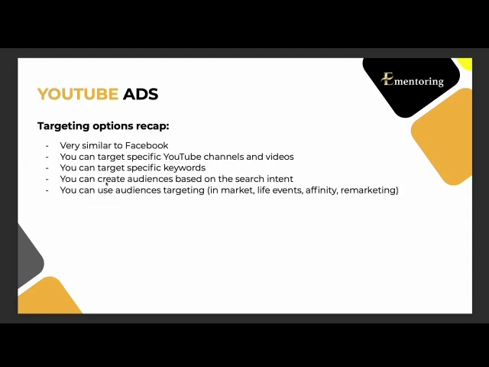Let's do a quick recap of all the options you have in YouTube ads. As you can see, YouTube ads is very similar to Facebook, but you can also target some specific YouTube channel video, which is very, very accurate. You can target people by using some specific keyword, which means that whenever they type this keyword in Google or in YouTube, your ad will be displayed. You can also create some audiences based on the search intent. So for instance, if someone is actively searching about weight loss and you are promoting a weight loss product, you can show them your ad, and you can also use audience targeting.